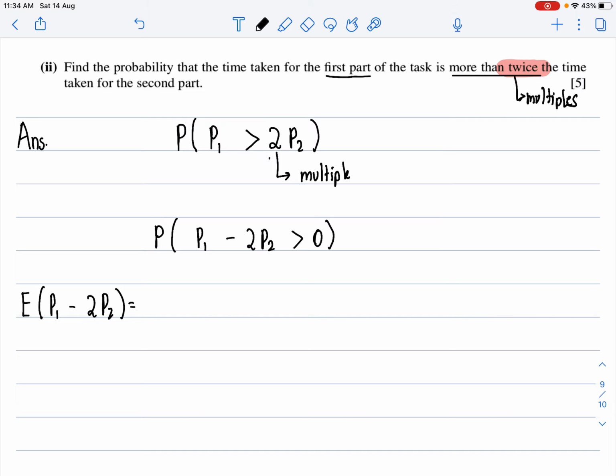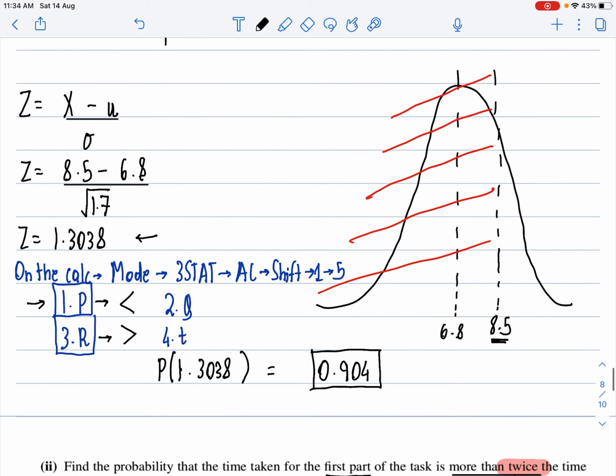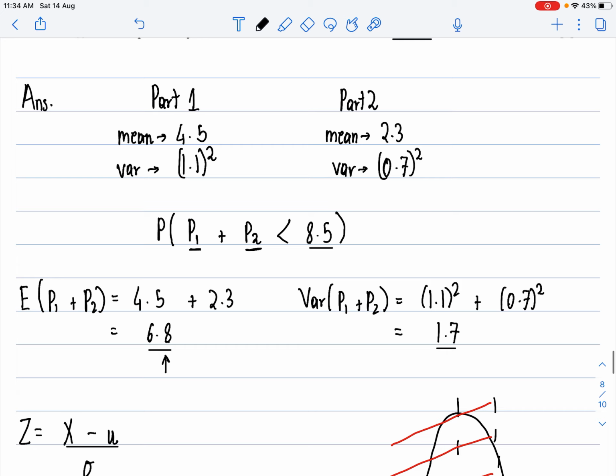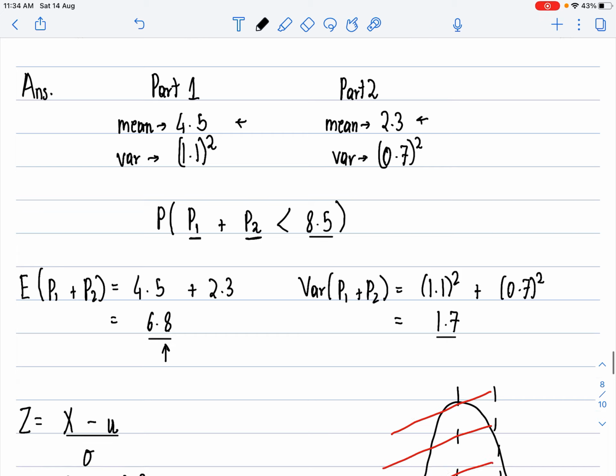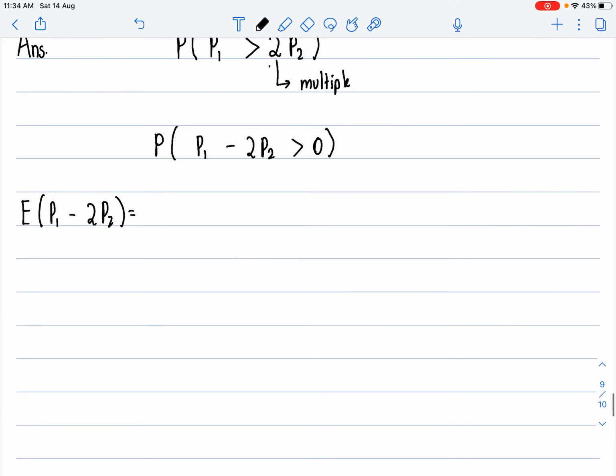part 1 mean. We know it's 4.5 here, correct? And part 2 mean is 2.3. So I can write this simply as 4.5 minus 2 into 2.3, correct? Which will be equal to minus 0.1. And it's okay if you get a negative mean, it's perfectly alright. Mean can be positive or negative.